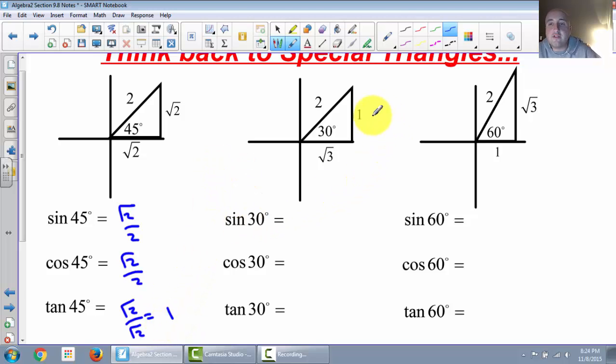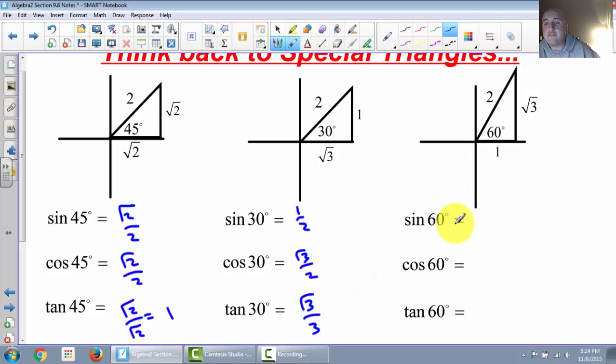Okay, so let's do the same thing for 30. Sine is opposite over hypotenuse, so 1/2. Cosine is adjacent over hypotenuse, which is root 3 over 2. And tangent is opposite over adjacent, so I'm just going to do that for us, so root 3 over 3.